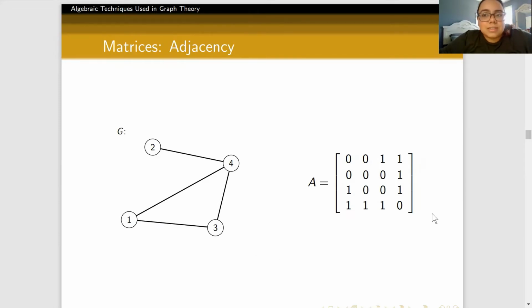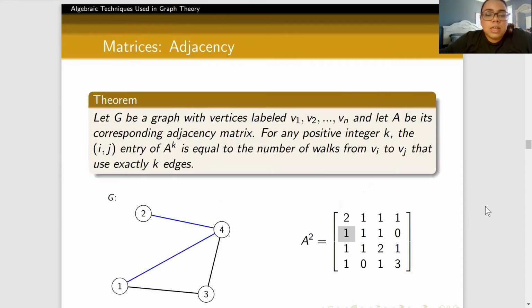Okay, we notice that this matrix is also symmetric along the diagonal because if there's an edge between 1 and 3, then that's going to result in a 1 in the 3, 1 entry and in the 1, 3 entry. So the main result of the adjacency matrix is that the entries of A to the k give you the number of walks between vertices that use exactly k edges.